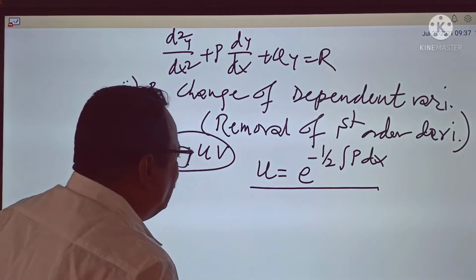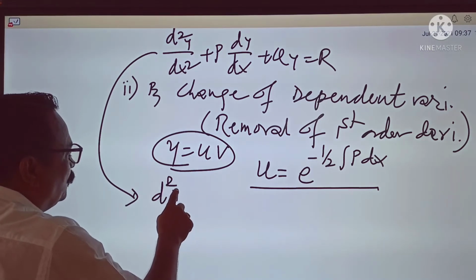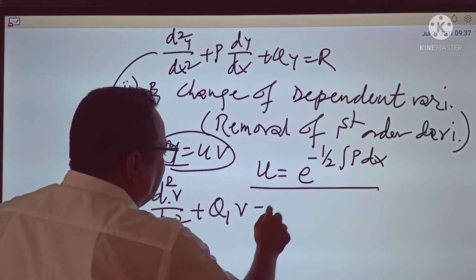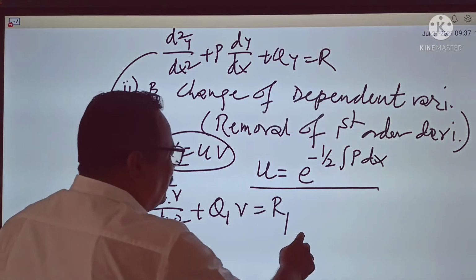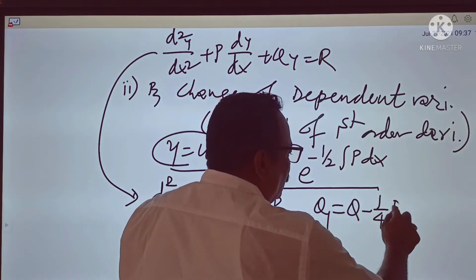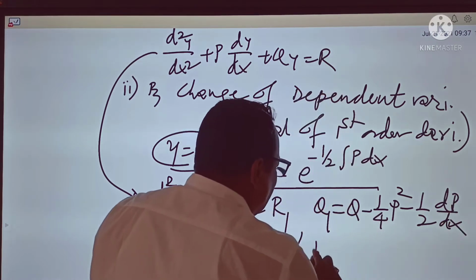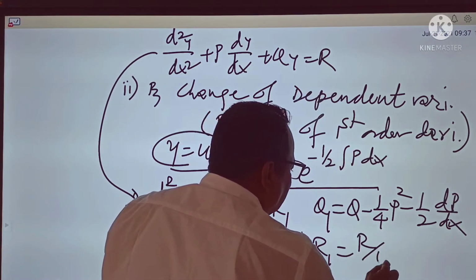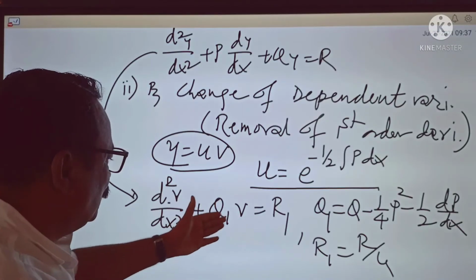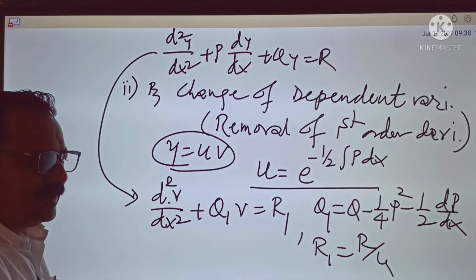Then substituting this value of u there, this equation becomes d2v by dx square plus q1 into v is equal to r1. The important thing here is q1 is q minus 1 by 4 p square minus half of dp by dx, and r1 is r upon u. Okay, so then substituting the value of q1 and r1 here, solve it by any method.